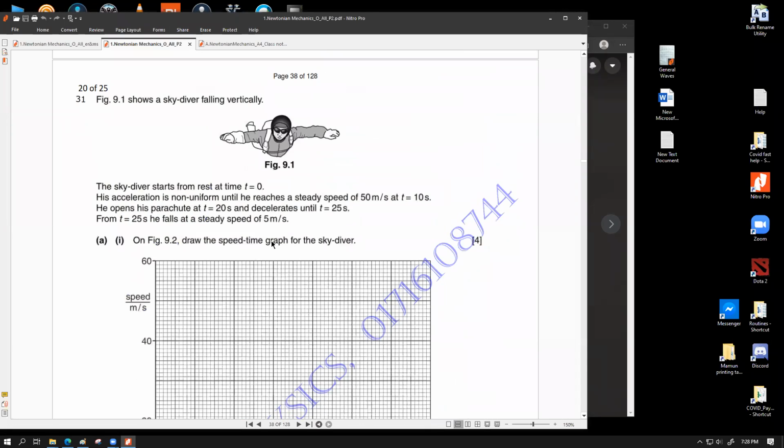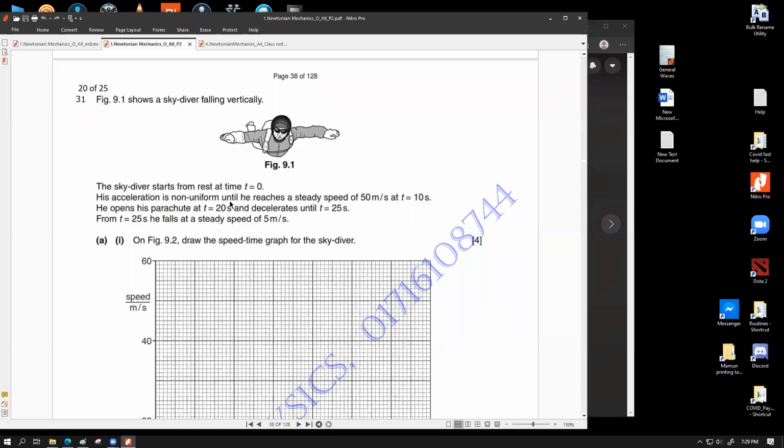Yes, bolo. Sir, the statement here says that his acceleration is non-uniform until he reaches a steady speed of 50 meters per second. So how would we understand if the acceleration is decreasing or increasing? From experience, after the parachute is opened... you said about this line, right?